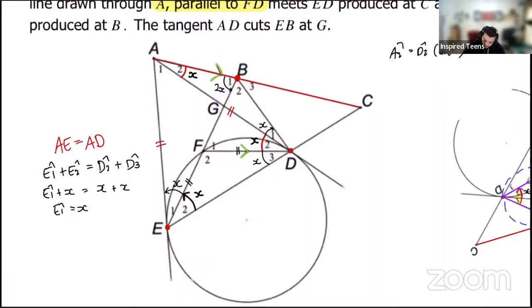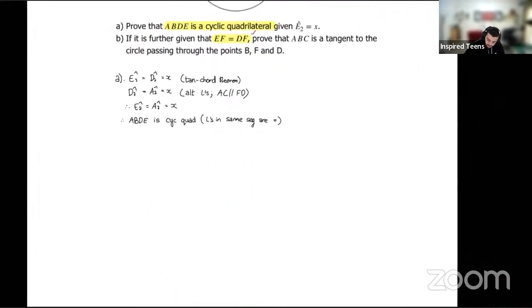Okay, now I've proven that angle B1 is equal to angle D1 plus D2. Therefore, since B1 is equal to D1 plus D2, ABCD is a tangent. This is called the converse tan chord theorem. ABCD is a tangent to BFD. Yeah, I'm lazy to write the rules, but we'll do it anyway. Sorry, the answers.